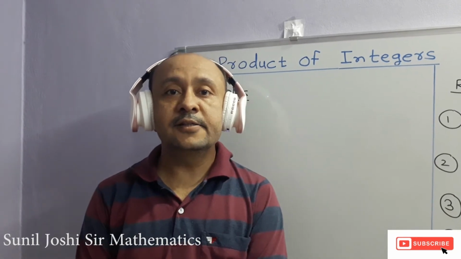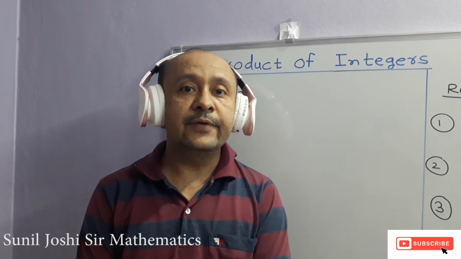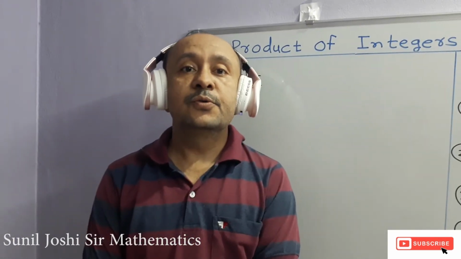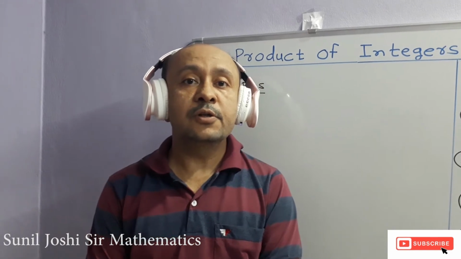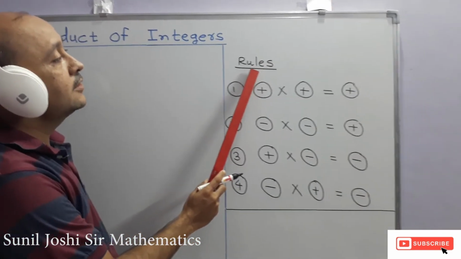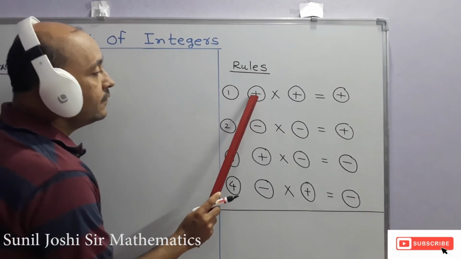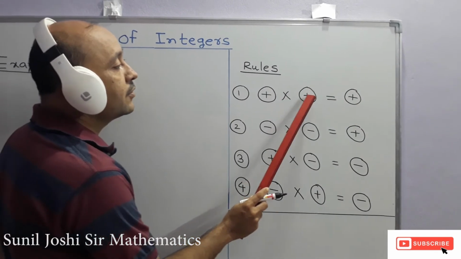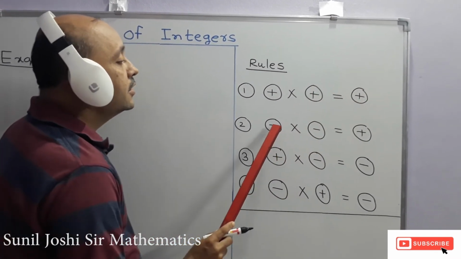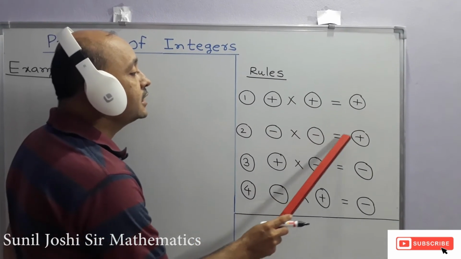Yes students, let us go to the next operation of integers, that is product of integers. The another word is multiplication of integers. So let us see first the rules of multiplication. So here are the rules of multiplication, that is called as product of integers. A positive integer is multiplied with a positive integer, the answer is a positive integer. A negative integer is multiplied with a negative integer, the answer is positive integer.